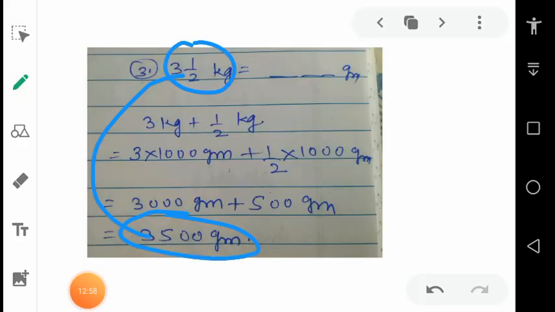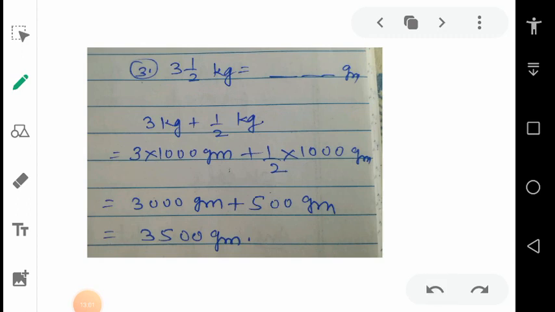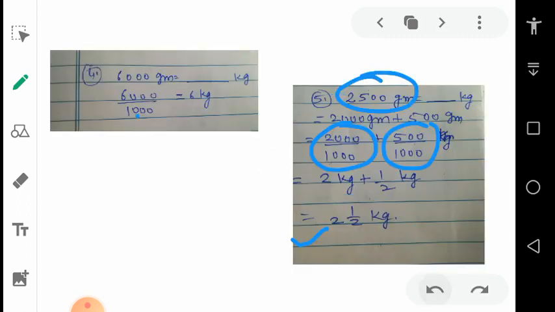Let me tell you again the questions regarding mixed fractions. Here a mixed fraction can be broken up into two pieces, the whole value and a fraction value. So 3.5 kg becomes 3 kg plus half kg. Then multiply both the values by 1000. We have 3000 gram and 500 gram. Add both of these, we get 3500 gram.